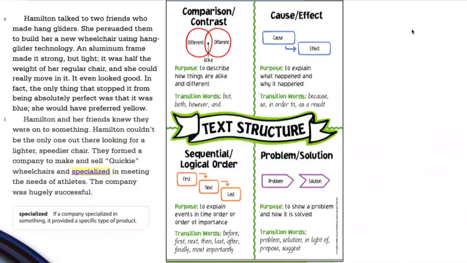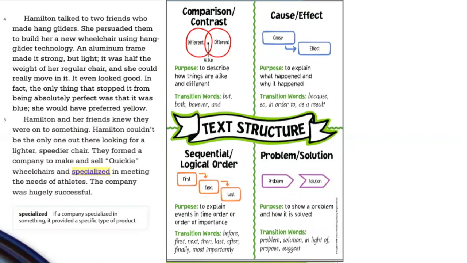Let's continue with paragraph 4. Remember, I'm looking to see if the author is providing me with a solution to the problem in paragraph 3 using our signal words. Let's continue. Hamilton talked to two friends who made hang gliders. She persuaded them to build her a new wheelchair using hang glider technology. An aluminum frame made it strong but light. It was half the weight of her regular chair, and she could really move in it. It even looked good. In fact, the only thing that stopped it from being absolutely perfect was that it was blue, and she would have preferred yellow.